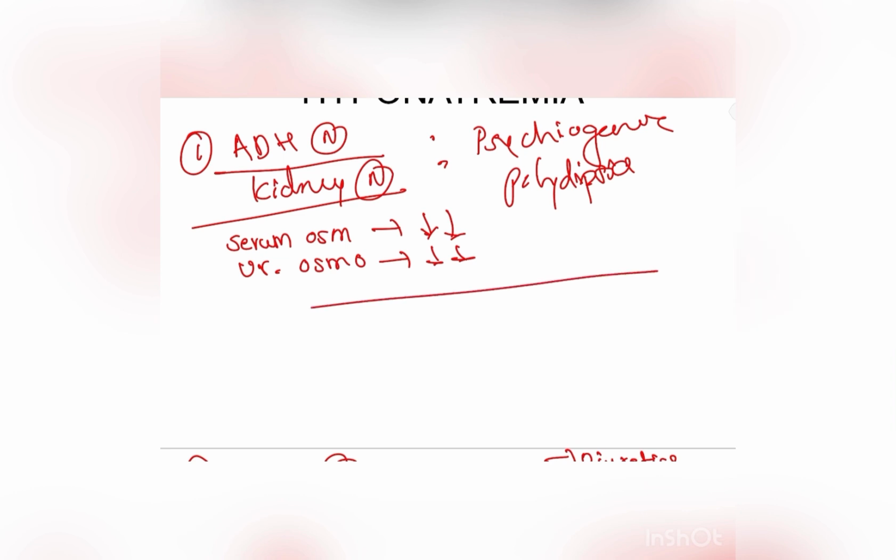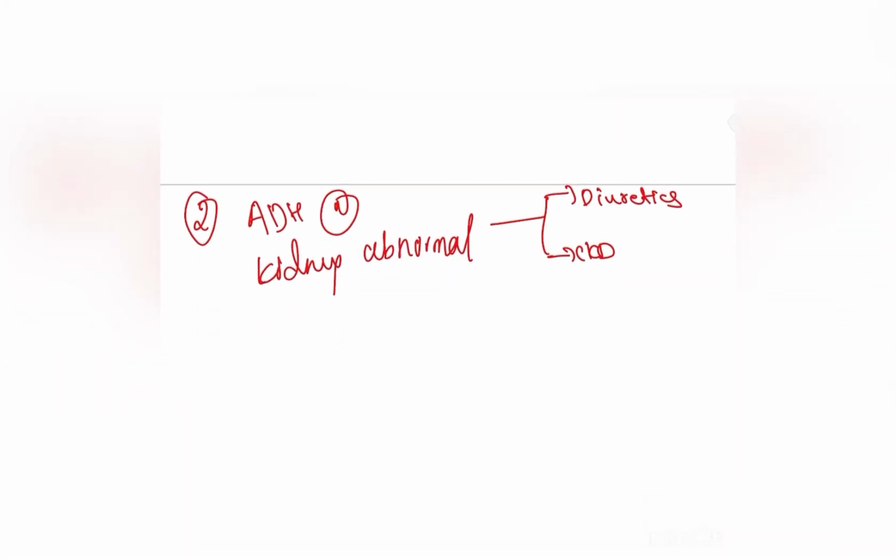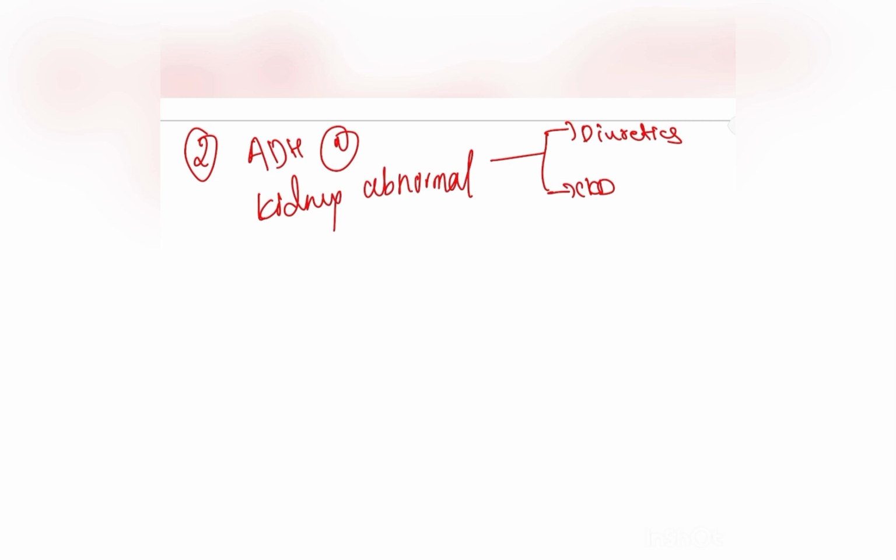Psychogenic polydipsia is not commonly seen, but the way to differentiate is that serum osmolality is low as well as urinary osmolality is low. This is psychogenic polydipsia. Otherwise, you can differentiate it by a water deprivation test, but the easy method is to differentiate by this. The second scenario which is possible is where ADH secretion is normal, however the kidney is abnormal.